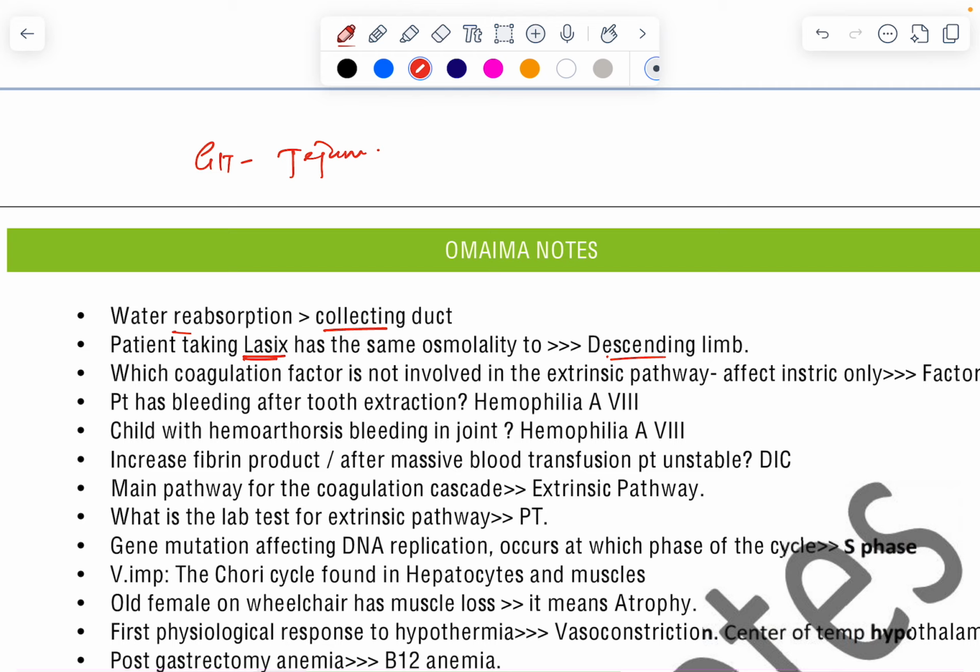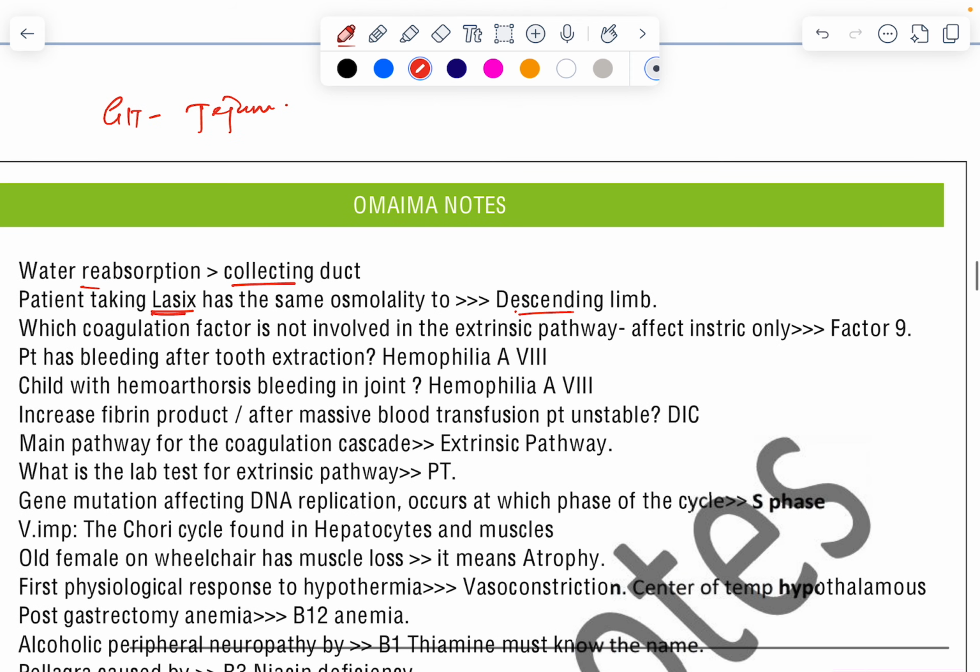Which coagulation factor is not involved in the extrinsic pathway and affects the intrinsic only? Factor 9. A patient with bleeding after tooth extraction has hemophilia. Hemarthrosis, again hemophilia, factor 8. Increased FDP suggests DIC. The main pathway of the coagulation cascade is extrinsic, and the lab test for extrinsic is PT.